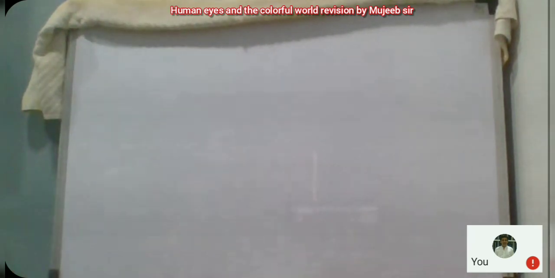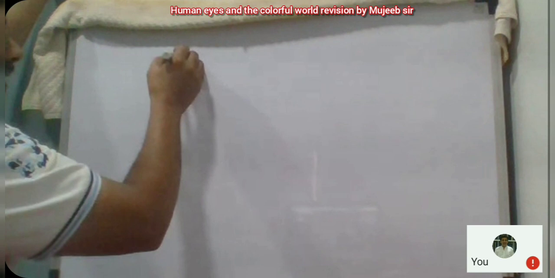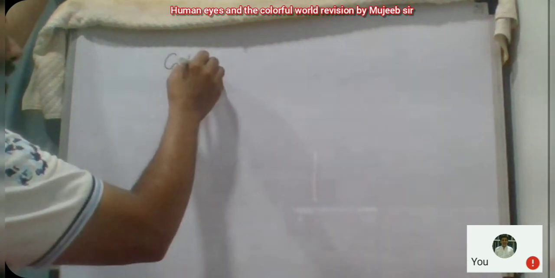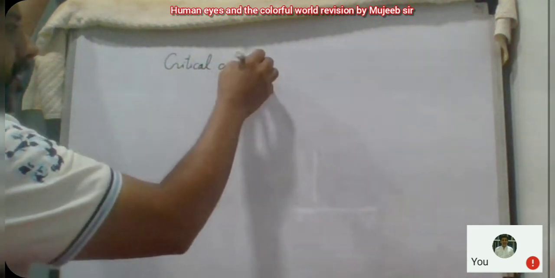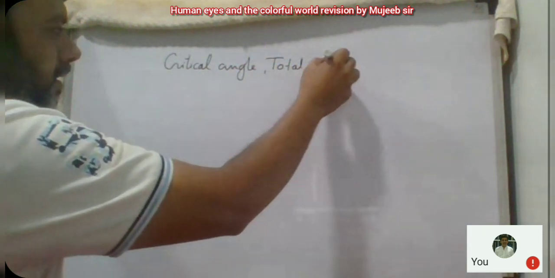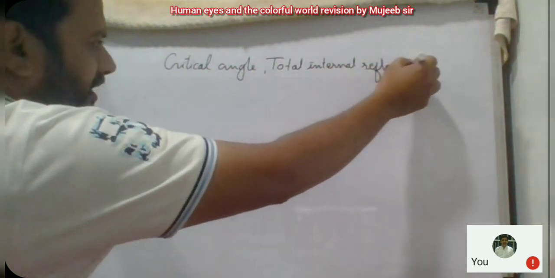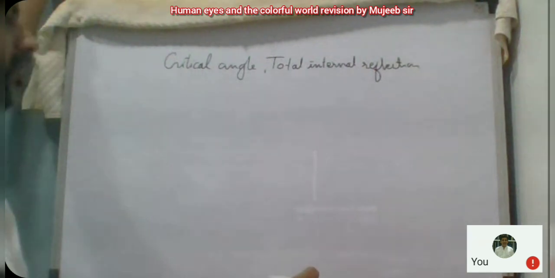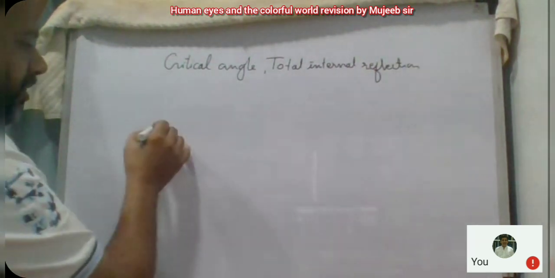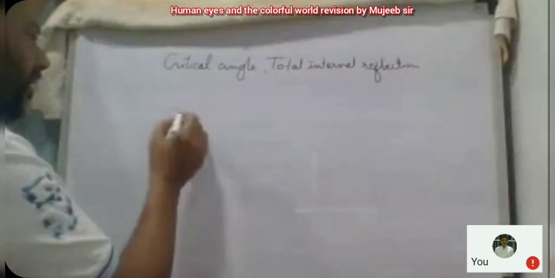Okay, see what happens. See, first we need to understand the critical angle, okay, and then total internal reflection, okay. If you understand these two things, then the rest of the things you can understand very easily. See what happens, first critical angle. So see, everything is applicable only when the light is traveling from the denser medium to rarer medium, okay.